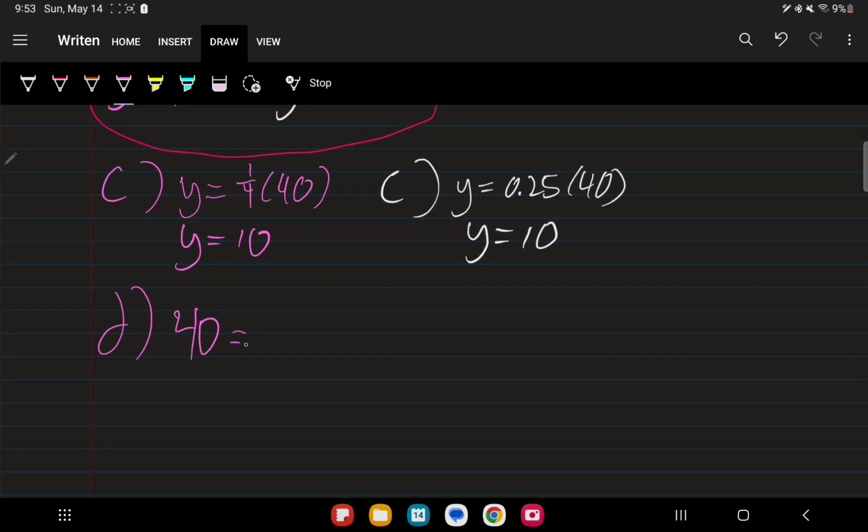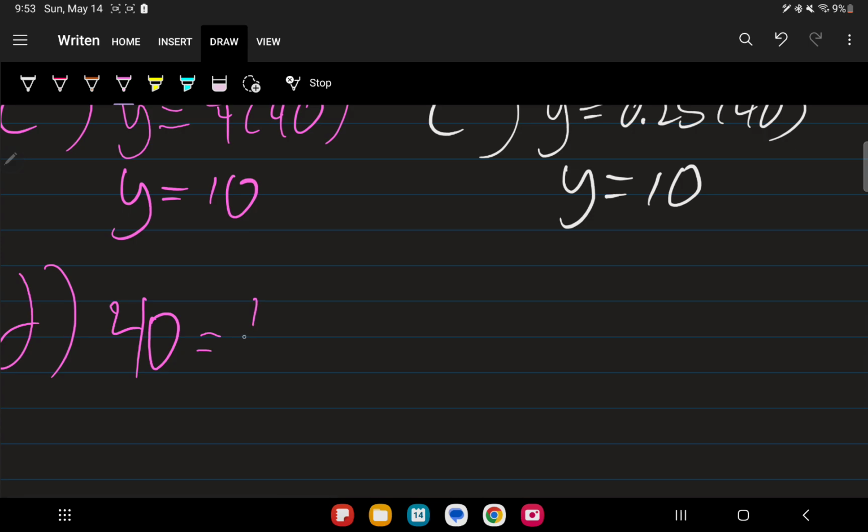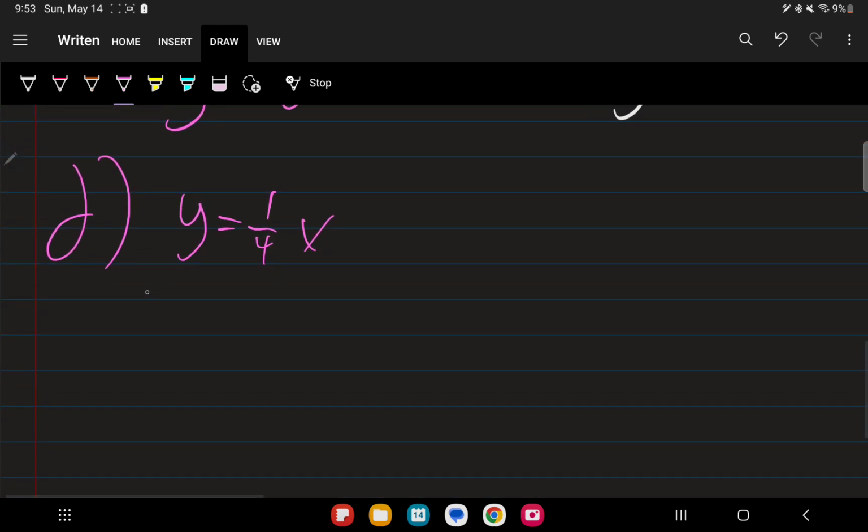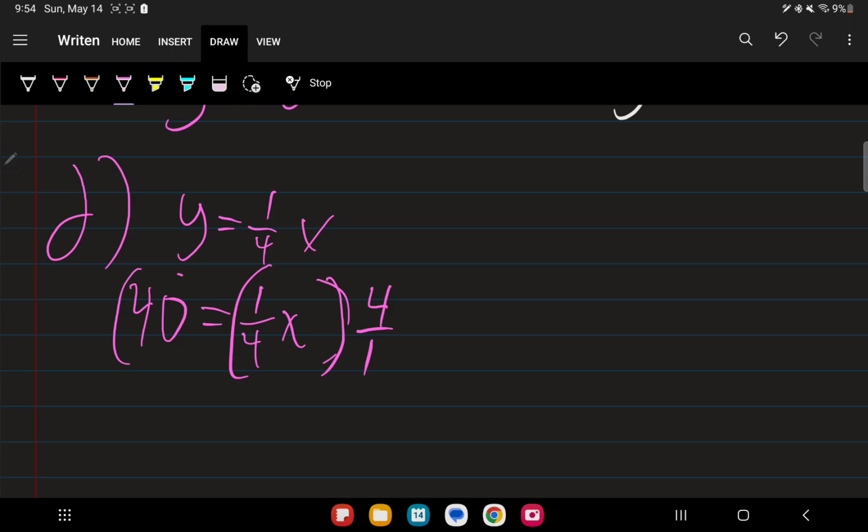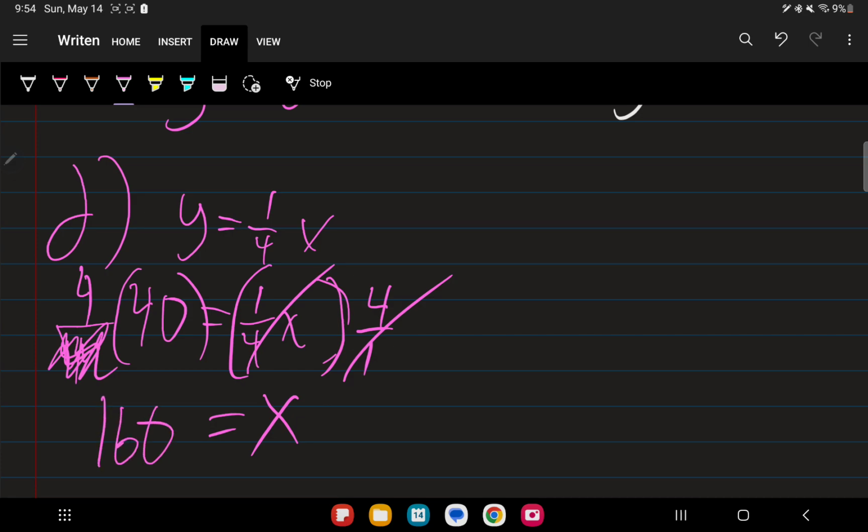So 40 is equal to 1/4. Actually, let me do this. So I get this. Y is equal to 1/4 x. Then y is now 40, equal to 1/4 x. If you're multiplying by a fraction, you multiply by its inverse. So I multiply by 4/1. Just flip the fraction around. 1/4 times 4/1. Those go away. I'm left with x. I'm left with 4 times 40, which is 160.